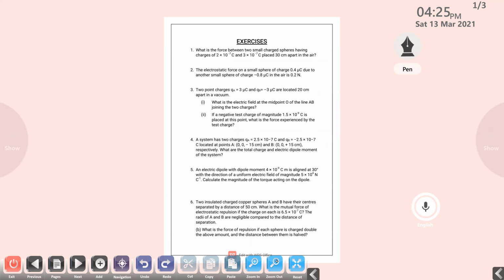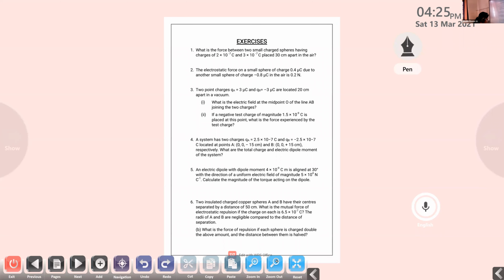What is the force between two small charged spheres having charges of 2 into 10 raised to minus 7 coulomb and 3 into 10 raised to minus 7 coulomb placed 30 centimeter apart in the air? That is, what is the force between two small charged spheres having the charges of 2 into 10 raised to minus 7 coulomb and 3 into 10 raised to minus 7 coulomb placed 30 centimeter apart in the air?